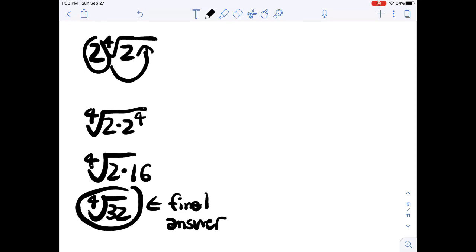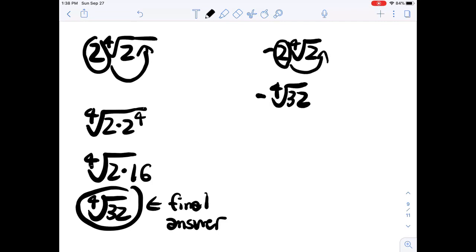Now let's say we were to solve this, but it was negative 2 times the fourth root of 2 instead of positive 2 times the fourth root of 2. The answer would be exactly the same, except we just put a negative in front of it. So it would be negative the fourth root of 32. Basically, the steps are the exact same, except we're just moving the 2 over and leaving the negative outside till the very end here.